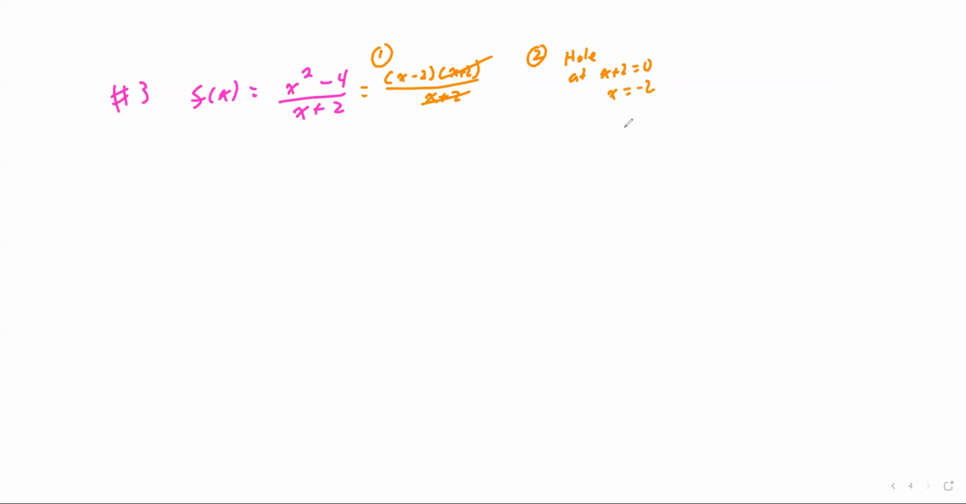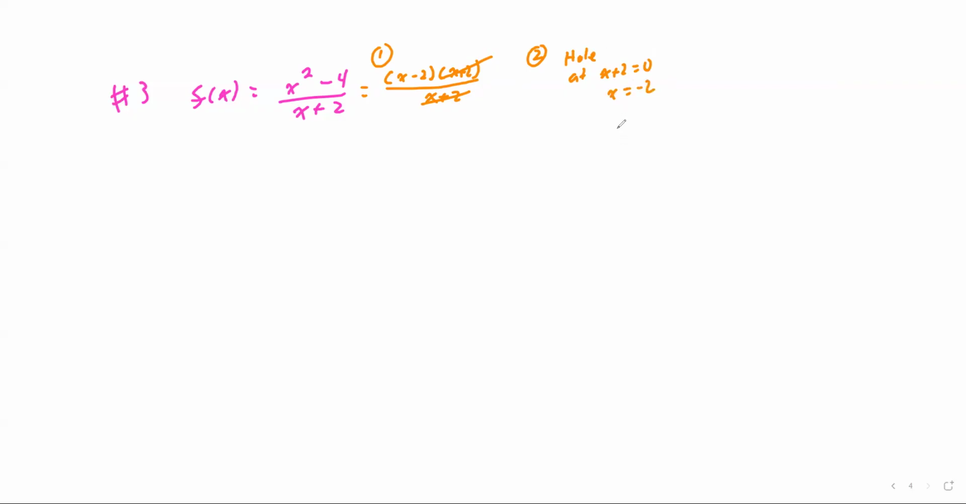Functions that you'll see are things that look like this. f of x equals x squared minus 4 over x plus 2. Remember, step 1 is to factor. Hopefully you see this is a difference of squares, and we'll factor into x minus 2, x plus 2 over x plus 2. So when I'm looking at this, I can see that x plus 2 and x plus 2 will cancel. So therefore, I have a hole at x plus 2 equals 0, which means I have a hole at x equals negative 2.